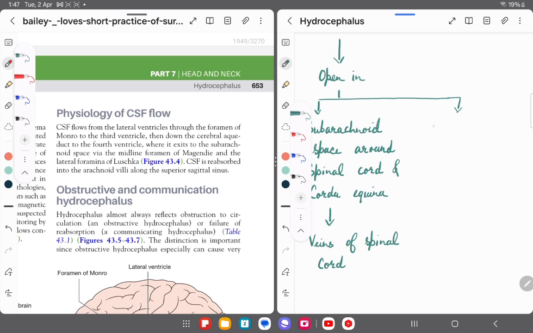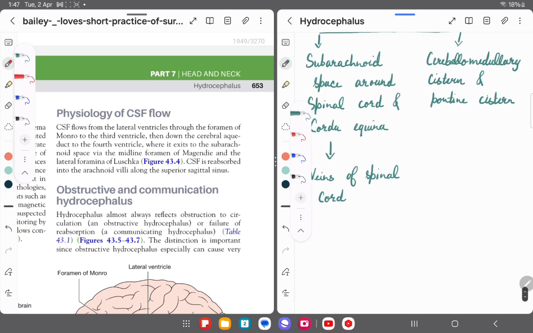Or it opens in the cerebellomedullary cistern and pontine cistern. That is, subarachnoid spaces in the cranial cavity.